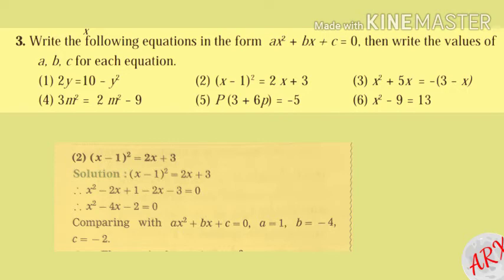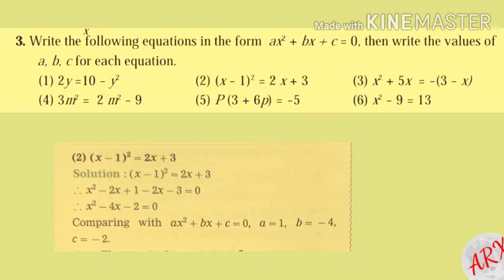Question number 2. X minus 1 bracket square equal to 2x plus 3. If we solve the equation, we will get x square minus 4x minus 2 equal to 0. Compare the equation with ax square plus bx plus c equal to 0.